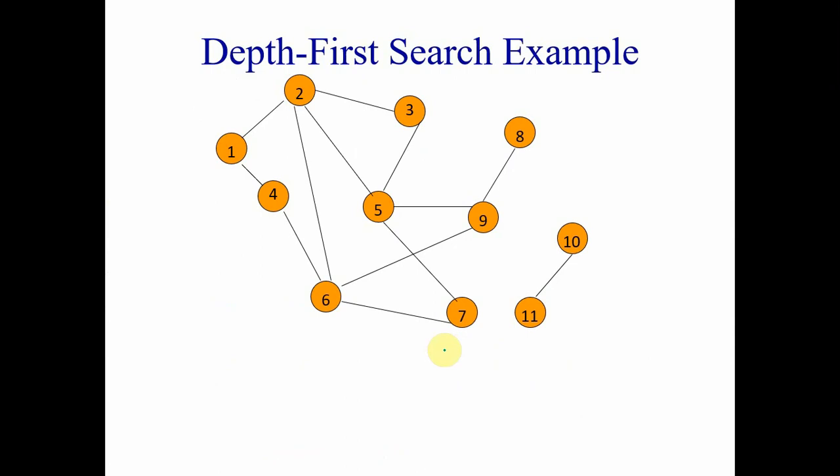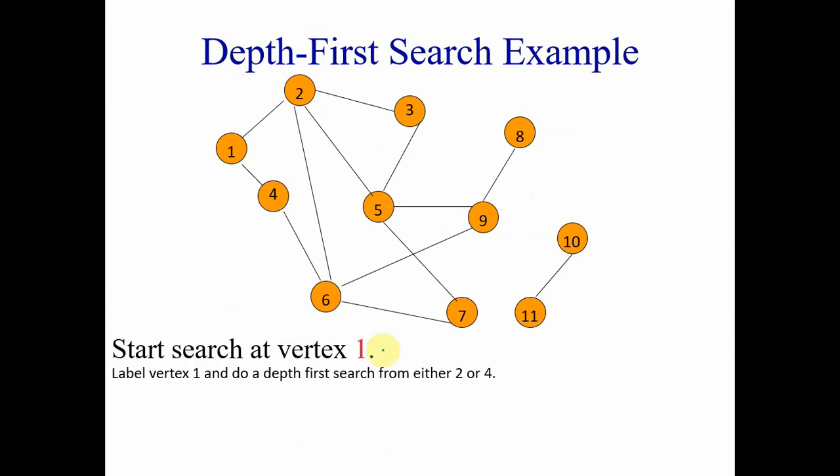So let's see the following example. Okay, we have a list of nodes here. You can see that some of them are not connected. Can you tell me the number of components here? So let's start with vertex 1. So we label vertex 1 and do a depth first search.